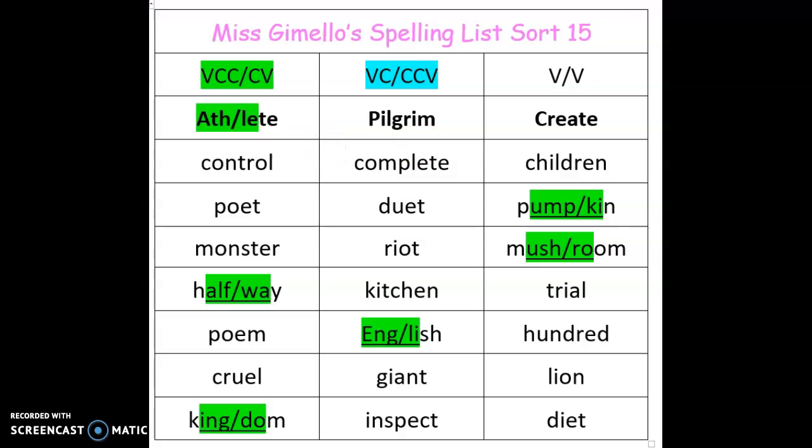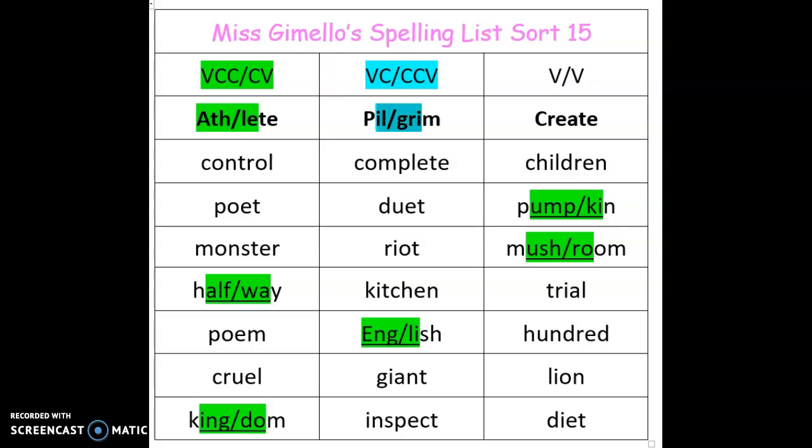And the example that they give us is pilgrim. So pilgrim is split right there, pilgrim. And the pattern, vowel, consonant, split, consonant, consonant, vowel.